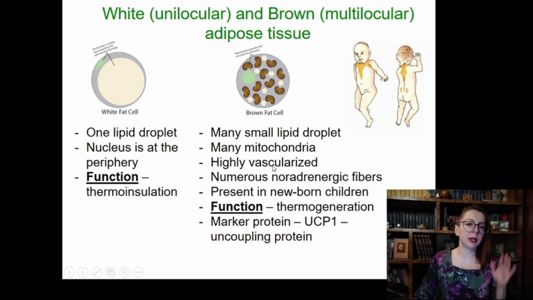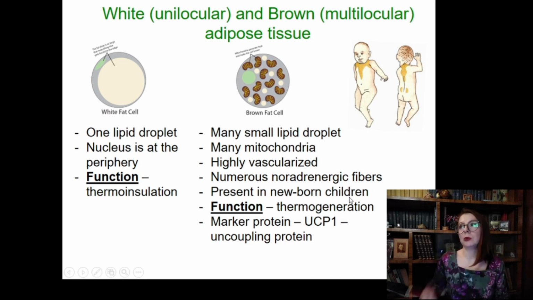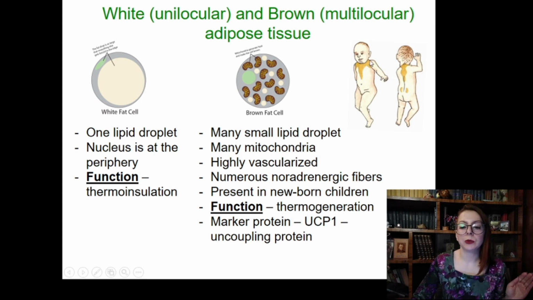Also, this tissue is highly vascularized. It has multiple noradrenergic nerve endings, and this tissue could be found only in newborn children. In adults, it is almost absent. So in newborn children, these are the characteristic places shown in yellow color where we can find this tissue. And what is the function of this tissue, and what's the difference between the two?